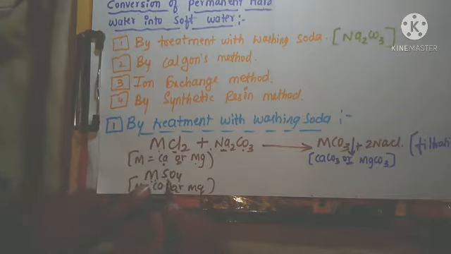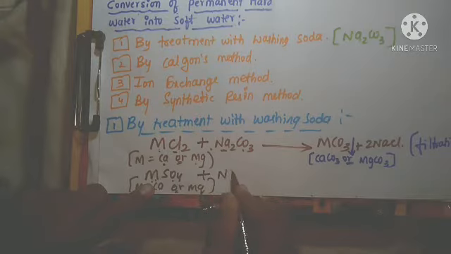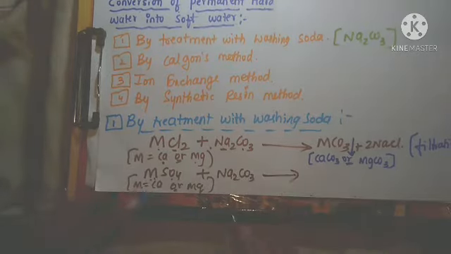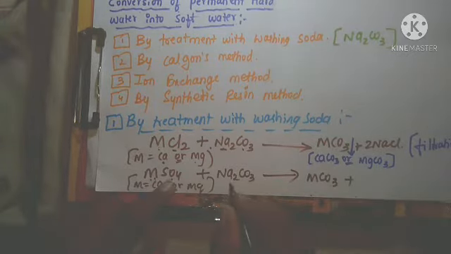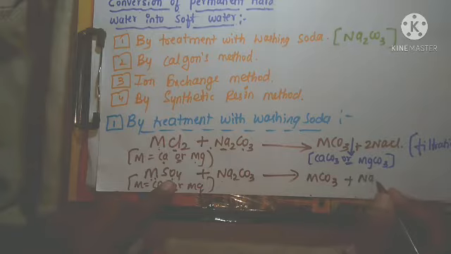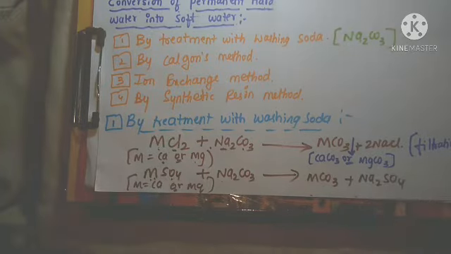When calcium sulfate or magnesium sulfate are present in the permanent hard water and it is treated with washing soda, that is Na2CO3, just check what happens. Here MSO4 plus Na2CO3 gives MCO3 plus Na2SO4. This MCO3, that is, maybe CaCO3 or MgCO3, is again insoluble in the water.